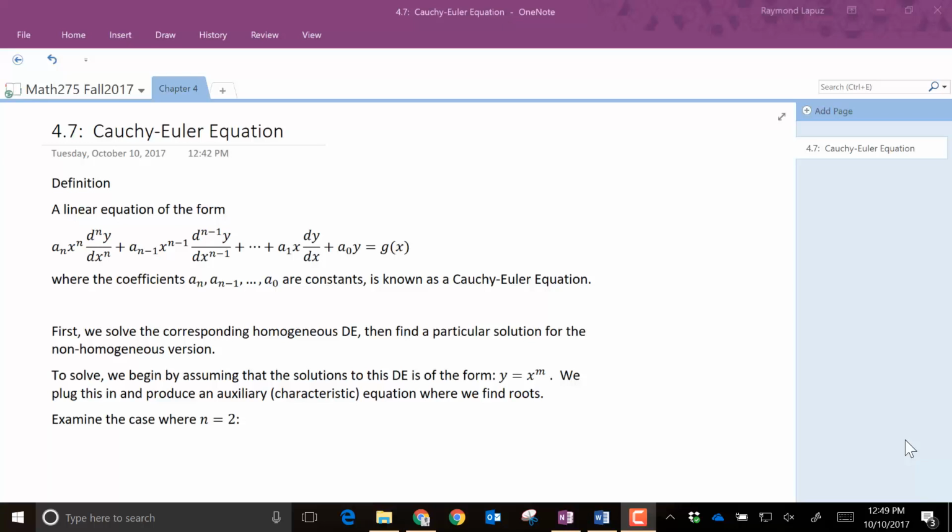We have a new topic, a new section today. That's the Cauchy-Euler equations. So far, we've been able to find solutions to higher order linear differential equations with constant coefficients.